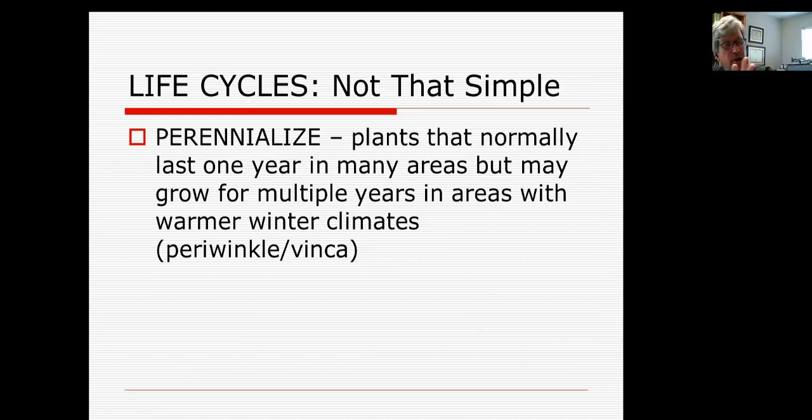Probably the prime example I always use is periwinkles, or vinca. Same plant, two different common names. That plant will live for multiple years, and it'll get a nice big stem on it down here because our winters are so mild. I have some at my mom's house that she's had for eight or nine years, I know.